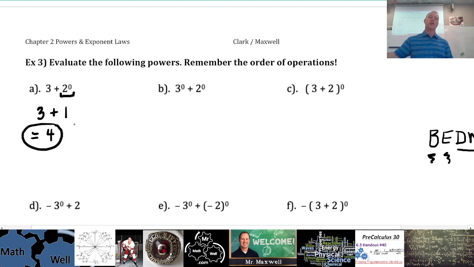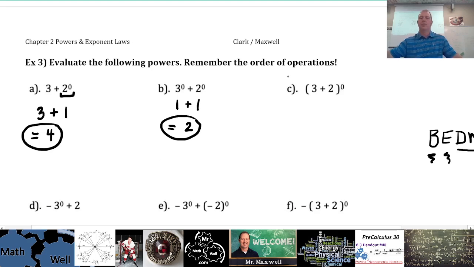Awesome. Showing some work, circling your answer. Love it. Okay. So again, I'm not going to do 3 plus 2 here first. I'm not going to do that. I'm going to evaluate the exponents. There's no brackets. I'm going to do the exponents first. This is a 1 plus 1. 2.